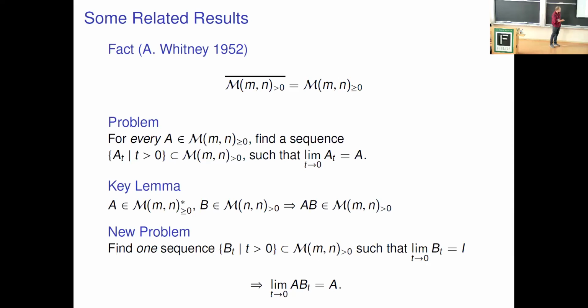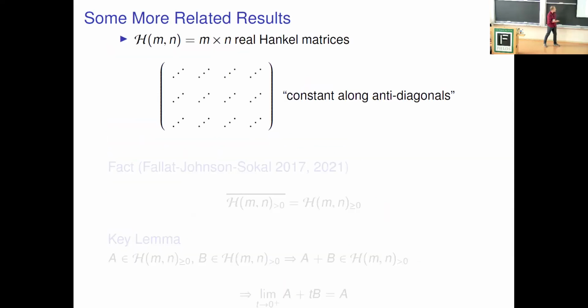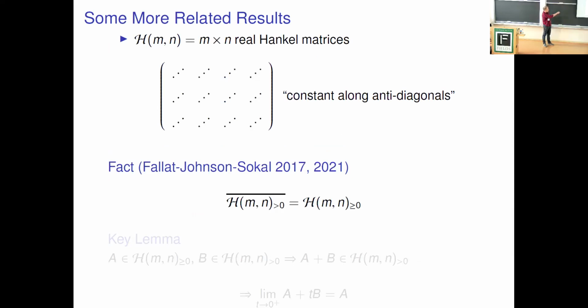Okay, so that's one thing. Very recently, Fallat, Johnson, and Sokal proved a similar result for the class of Hankel matrices. Hankel matrices are very similar to Toeplitz. A Hankel matrix means the entries are constant along the anti-diagonals. In fact, a Hankel matrix is just a Toeplitz matrix turned upside down. Again, Hankel matrices aren't closed under multiplication either, so they had to find their own key lemma. But the key lemma they found is quite striking, and I'm happy to share it with you here.